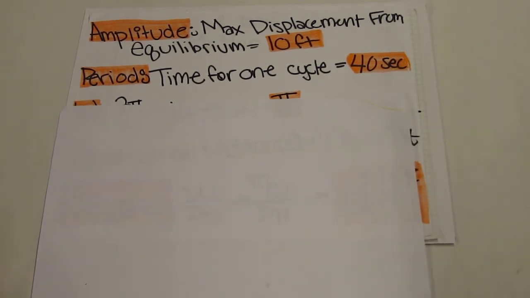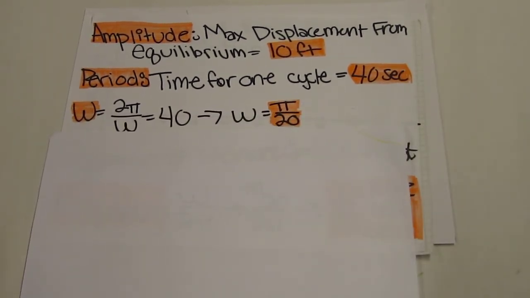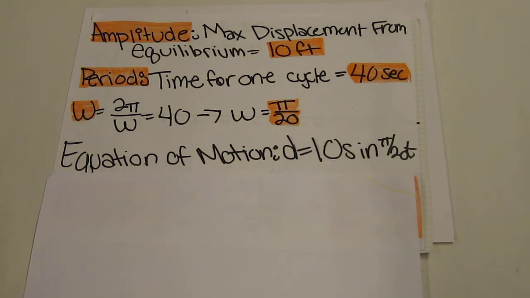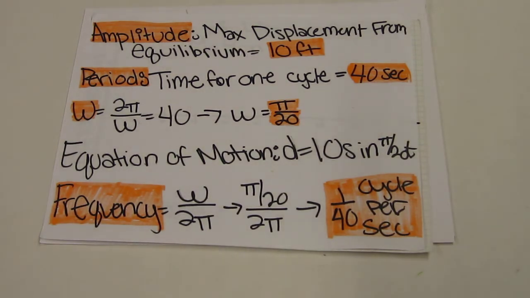Now, we have w, which will convert period into terms of pi. Next, the equation of motion is given by combining all of these pieces of information and receiving d equals 10 sine pi over 20 t. And finally, we have frequency, which is cycles per second, and given by w over 2 pi. Therefore, our frequency is 1 over 40 cycles per second.